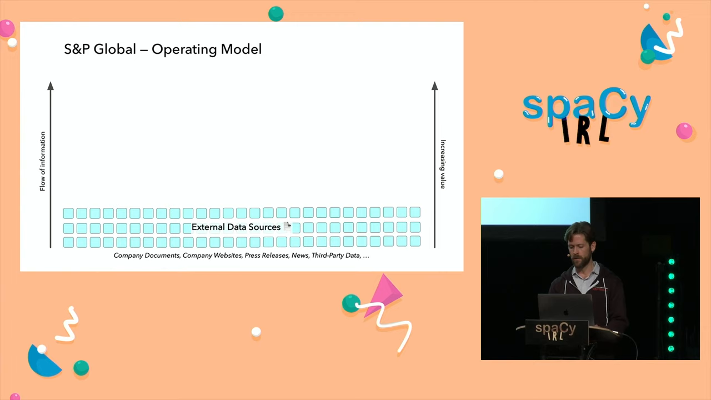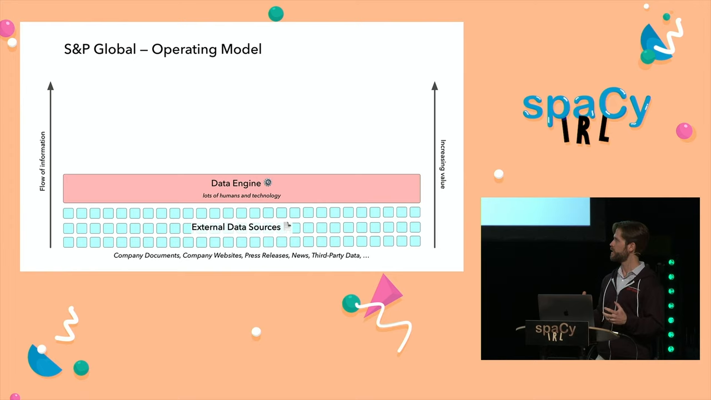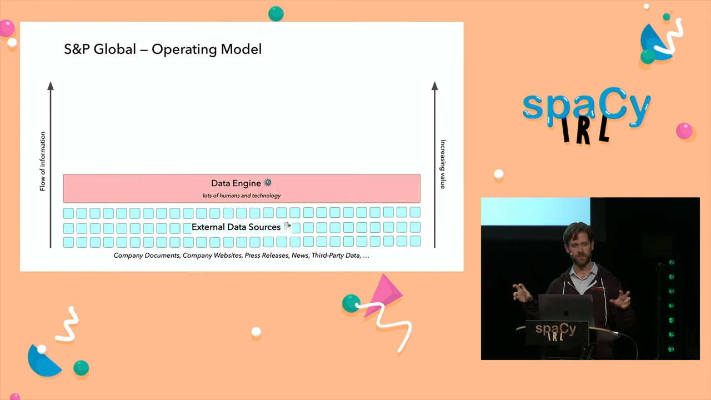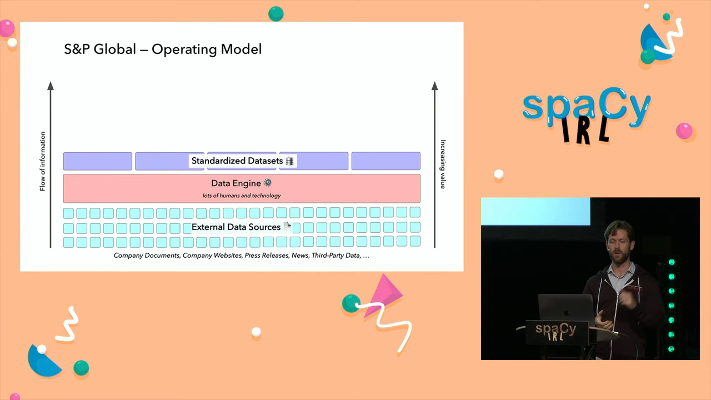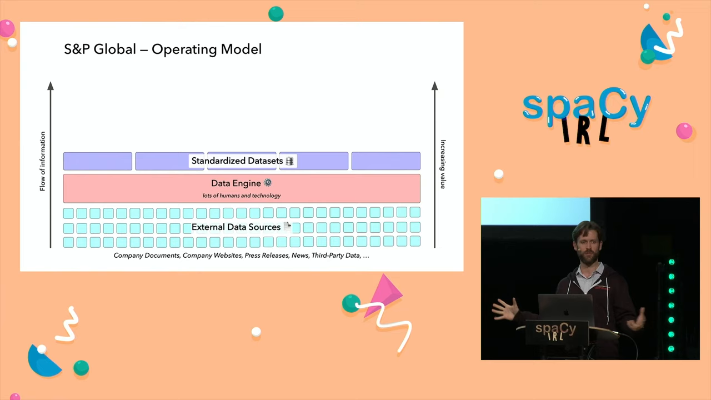And we have what I call the data engine of S&P Global, and the job of the data engine is to tap into all of these external data sources and try to collect, clean, and standardize these data into our standardized data sets. So these are some of the data sets that we just talked about on the last slide. So creating gold standard data sets out of all of the information flowing through these external data sources.